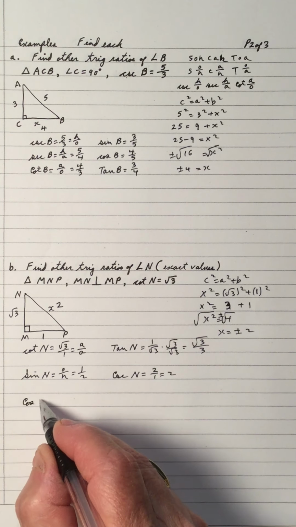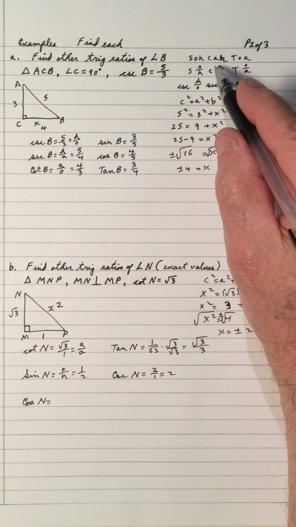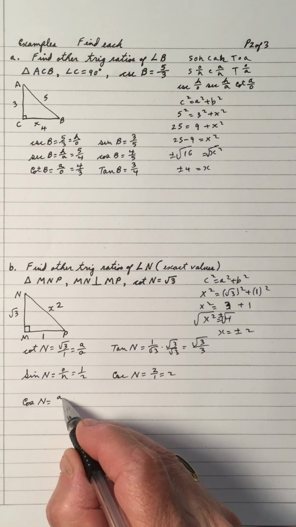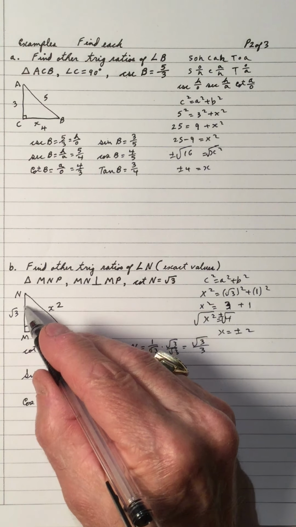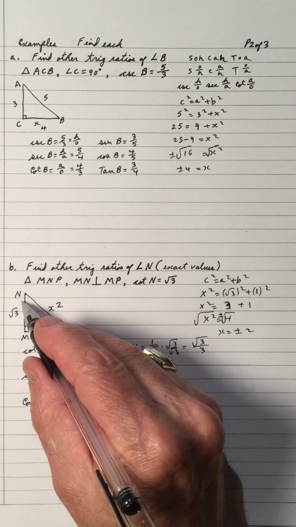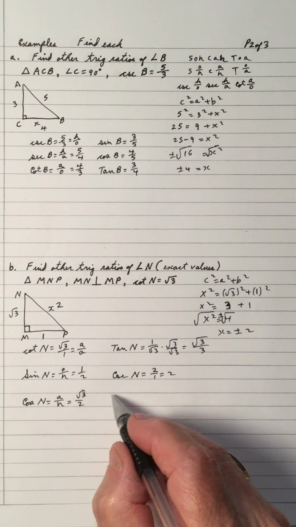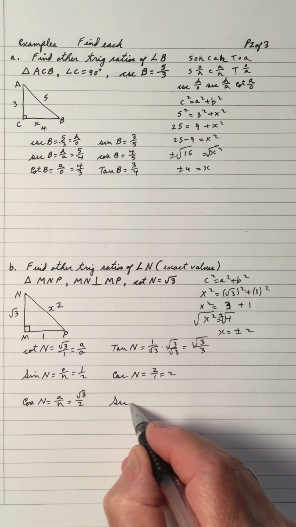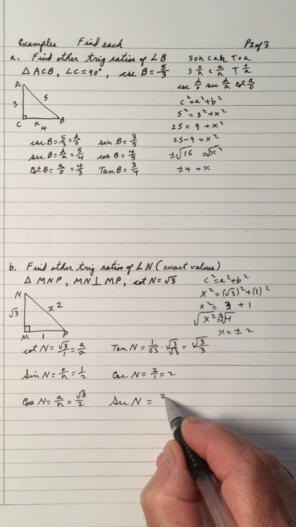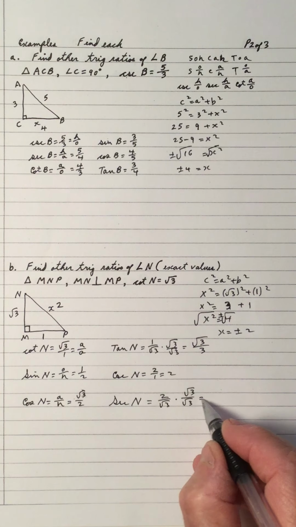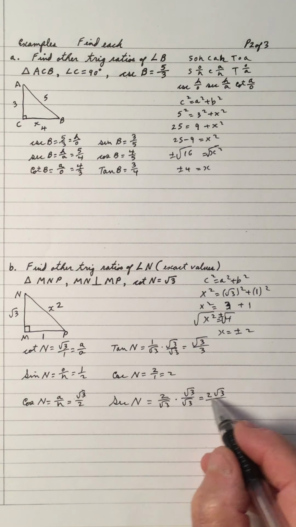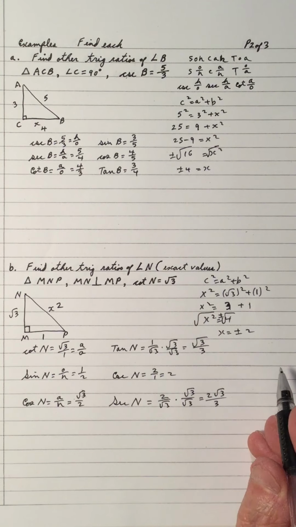And now we have to do cos, and cos, look up cos, is adjacent over hypotenuse for n. Adjacent is root 3. Hypotenuse is 2. And the reciprocal of cos is secant, S-E-C, and that's 2 over root 3. Got to remove the root. You can't have a radical in the denominator. So that gives us 2 root 3 over root 3 times root 3, and root 3 times root 3 is root 9, which is 3. So I found the other 5 trig ratios.